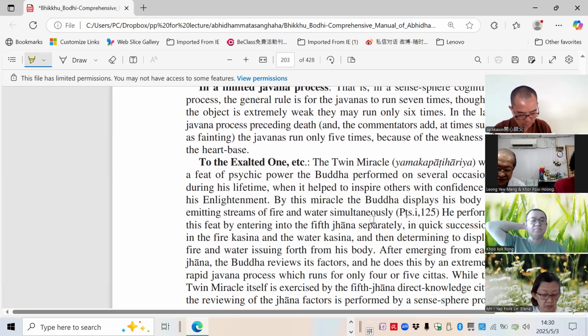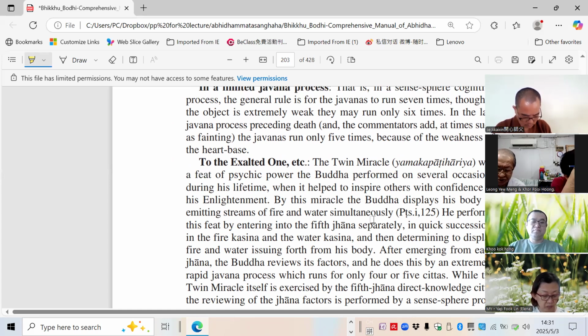He performs these feats by entering into the 5th jhana separately in quick succession, in the fire kasina and the water kasina, and then determining to display fire and water issuing forth from his body. After emerging from each jhana, the Buddha reviews its factors, and he does this by an extremely rapid javana process which runs from only 4 or 5 cittas.